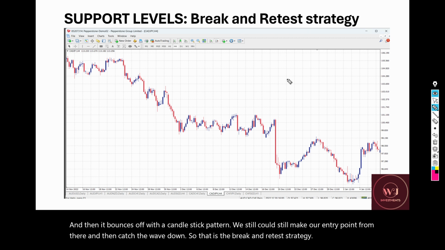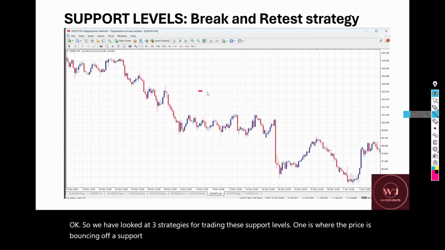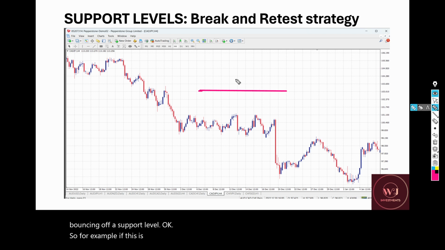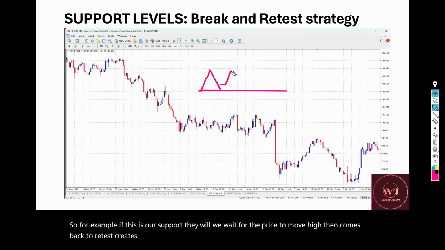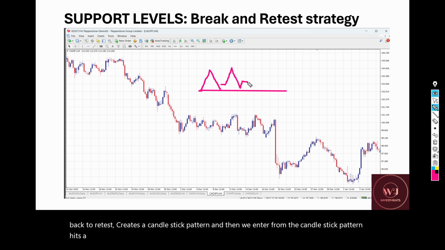So we have looked at 3 strategies for trading these support levels. One is where the price is bouncing off a support level. So for example, this is our support. We wait for the price to move high, then comes back to retest, creates a candlestick pattern, and then we enter from the candlestick pattern. It hits a support, creates a candlestick pattern, then we make an entry. That is one.